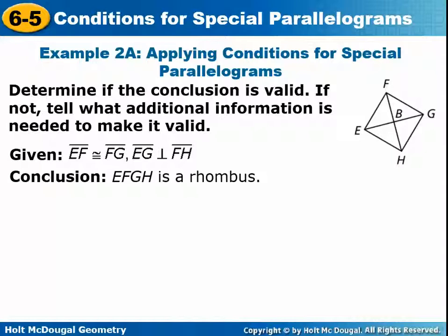All right, so let's check and see. They're telling us that EF is congruent to FG. They also tell you that EG is perpendicular to FH. That means the diagonals are perpendicular. And the question is, is this a rhombus? All right, so first of all, we have to determine if it's a parallelogram.